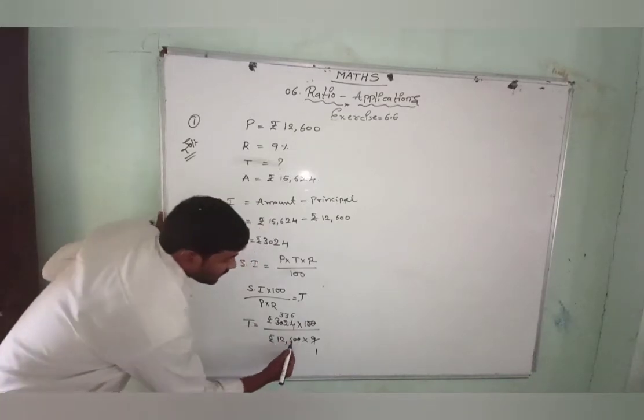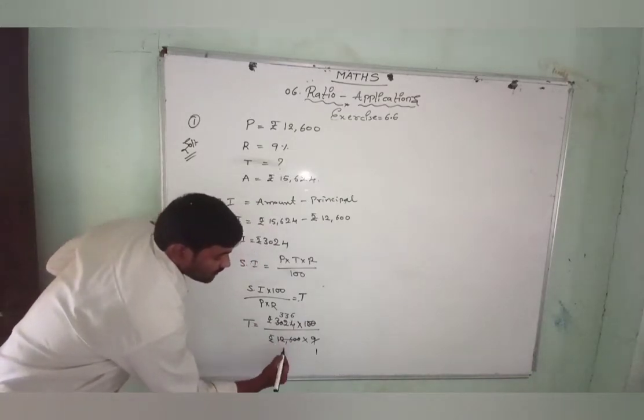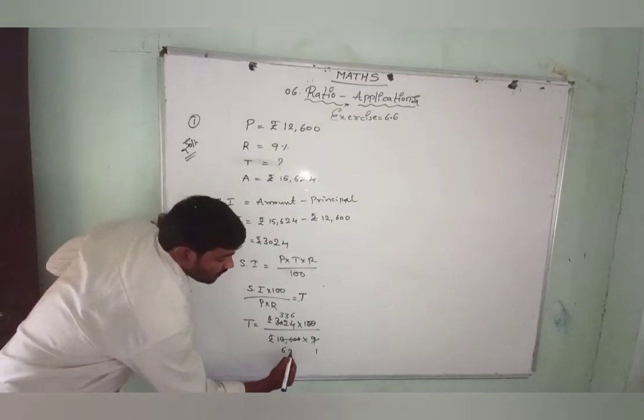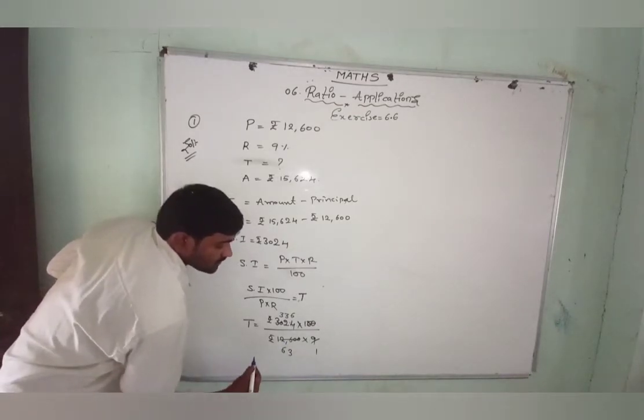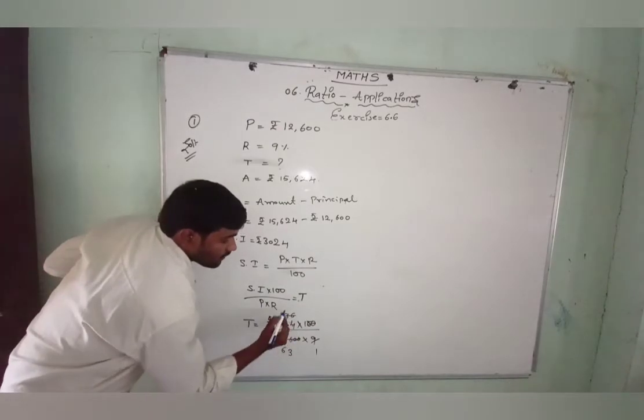Let us cancel now here. We cancel 12 with the 2 table: 2 sixes are 12, 2 threes are 6, and 2 ones are 2.